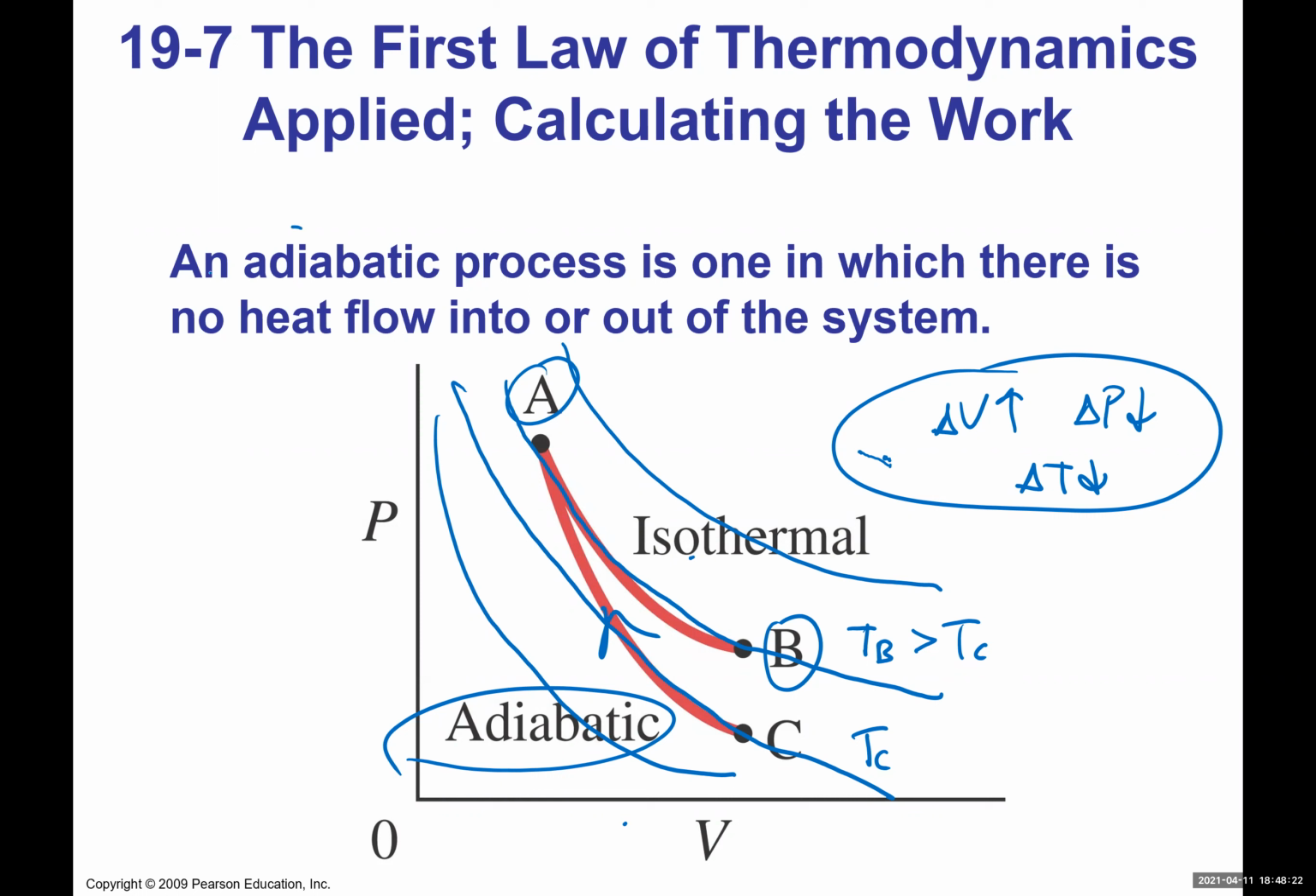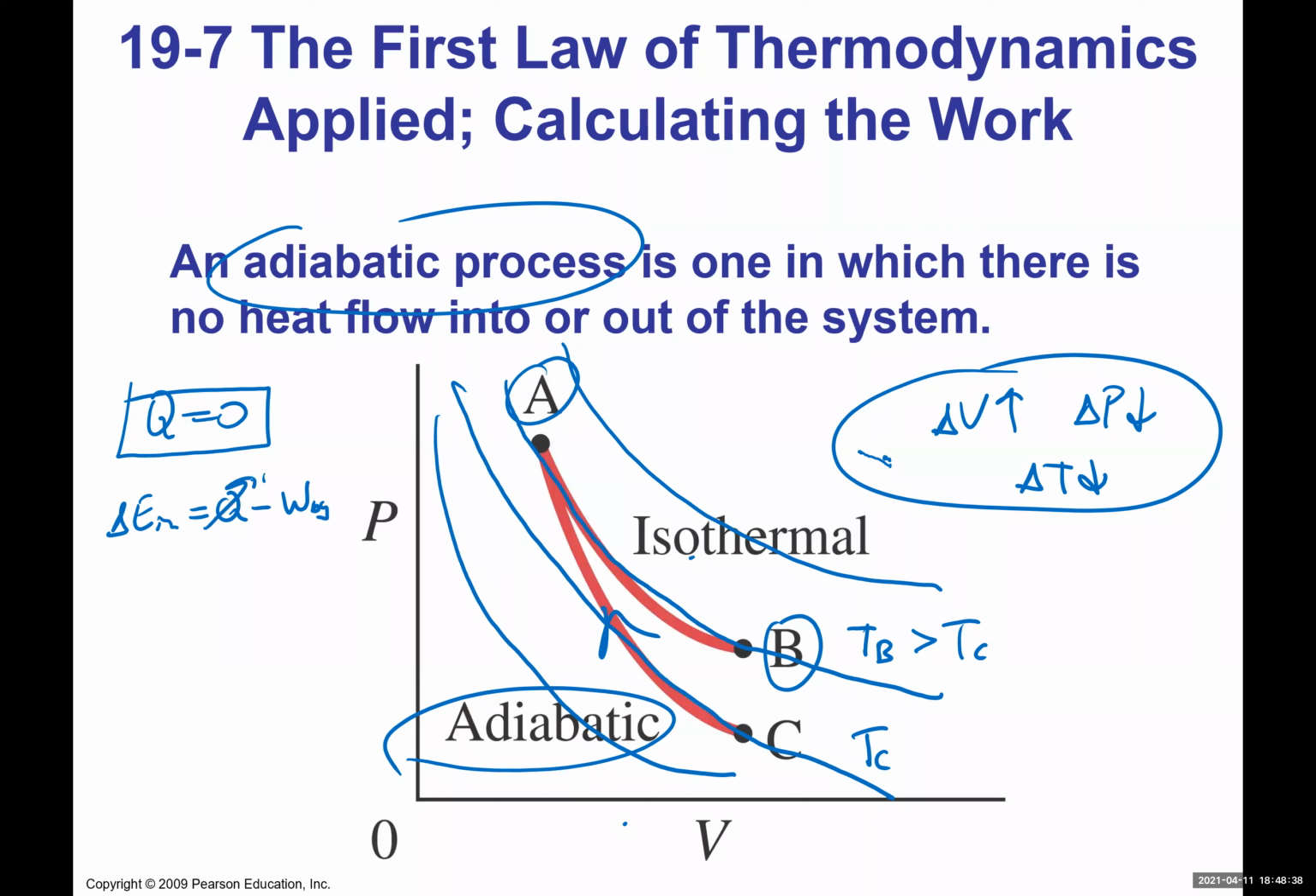One important thing about an adiabatic process is that Q equals zero. So that's important. In a way, what you can think of here is that the change in internal energy is equal to Q minus W, where W is the work done by the gas. In that case, if Q is zero, then the change in internal energy is equal to the negative of the work done by the gas. So this is how the first law is modified for adiabatic processes.